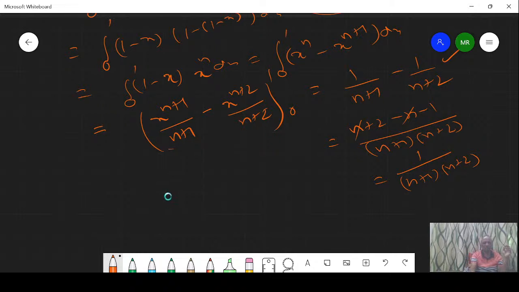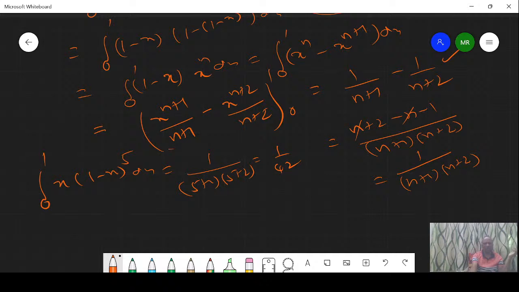Suppose they are given the problem, integral 0 to 1 of x into (1 minus x) whole power 5 dx. Then your answer will be 1 by (5 plus 1) into (5 plus 2), that is 6 into 7, so 1 by 42. Correct? 1 by 42 it comes.